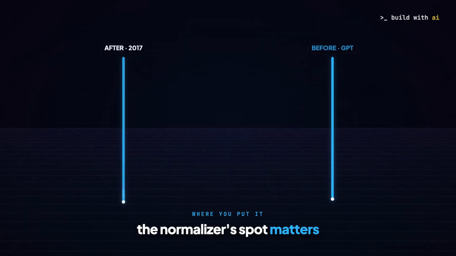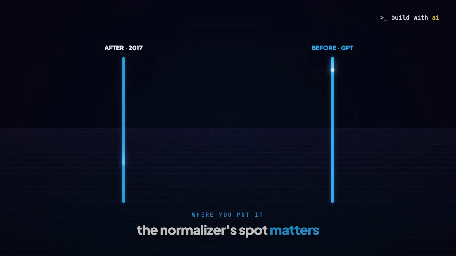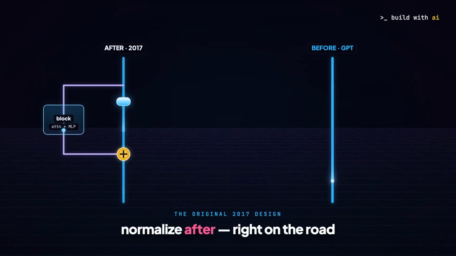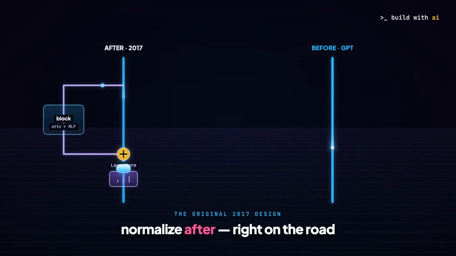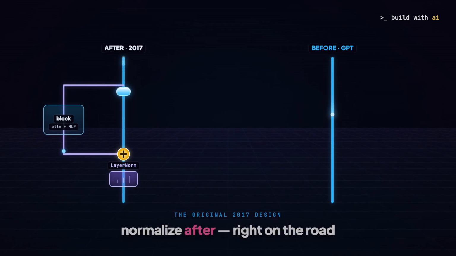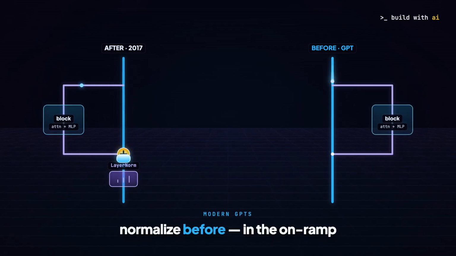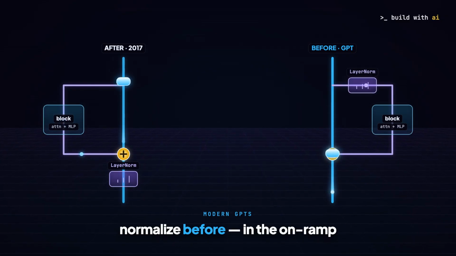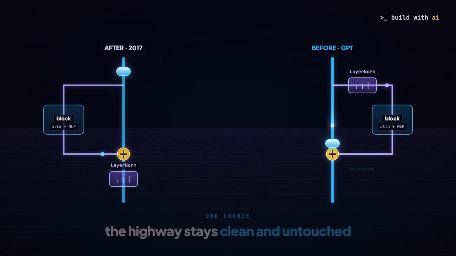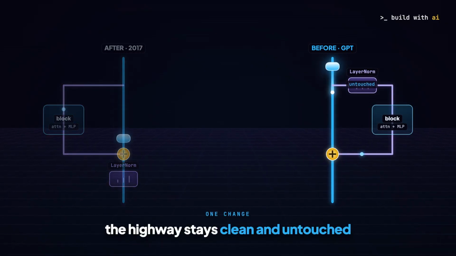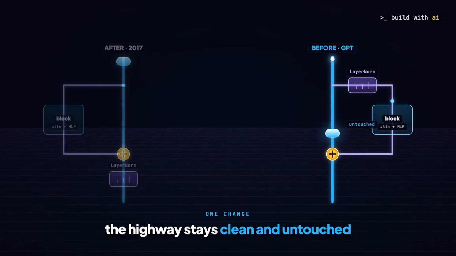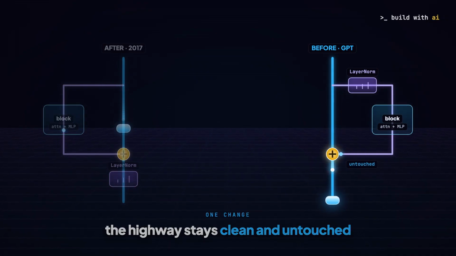And where you place that normalizer turns out to matter enormously. The original 2017 design normalized after each block, sitting right on the road. Modern GPTs normalize before, tucked inside the on-ramp, never on the highway itself. That one change keeps the residual stream clean and untouched all the way through. It's a big reason very deep transformers became trainable at all.